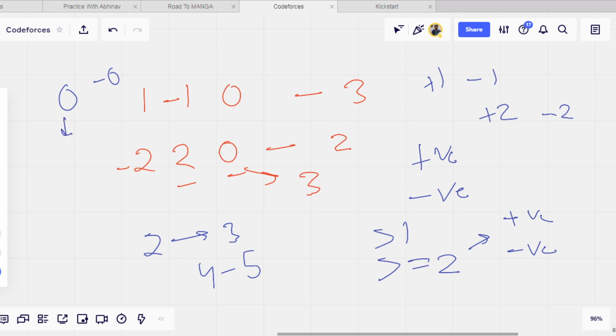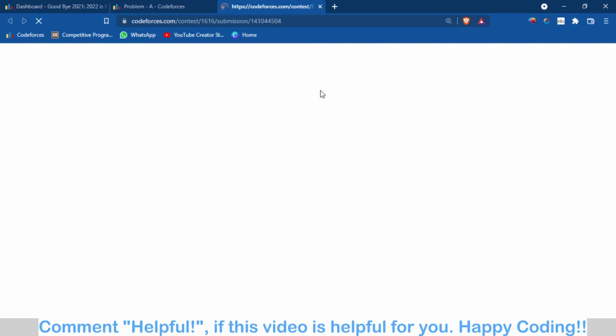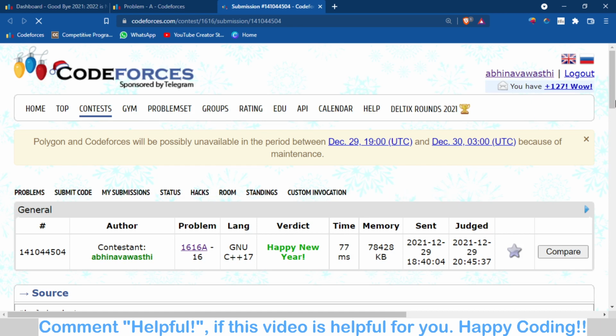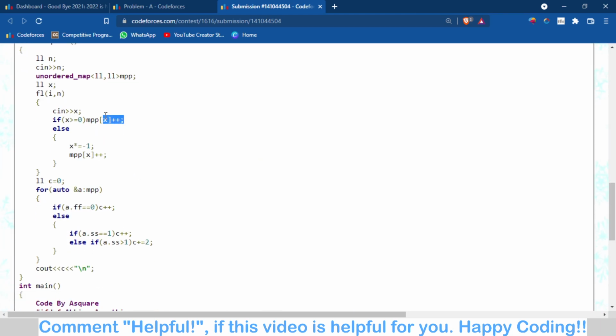So we have to just count how many times a number is appearing in that array. For that, I have written a code. Let me show you. What I have done is that I have first of all counted the number of times each number is occurring. If 0 is occurring, then we have just incremented c, because we are counting 0 as 0. We can't count it as minus 0.